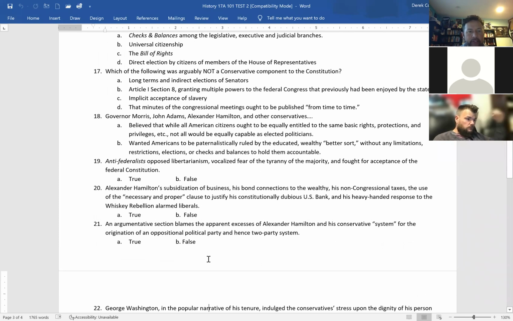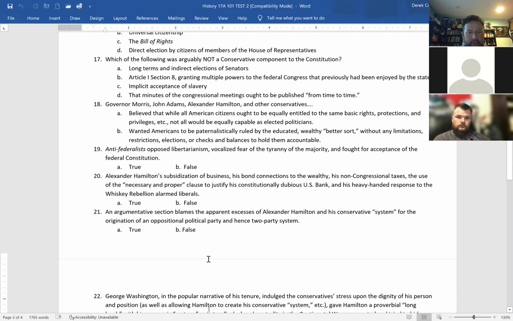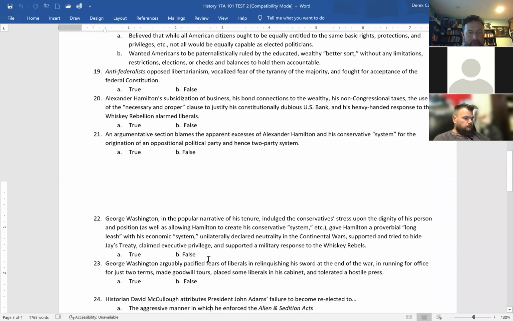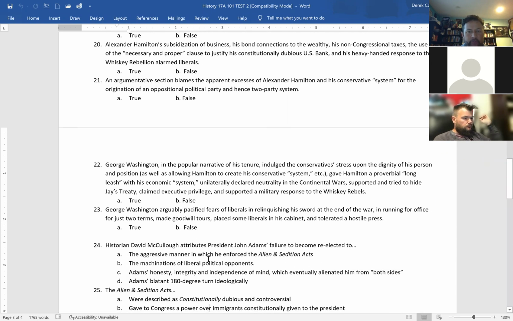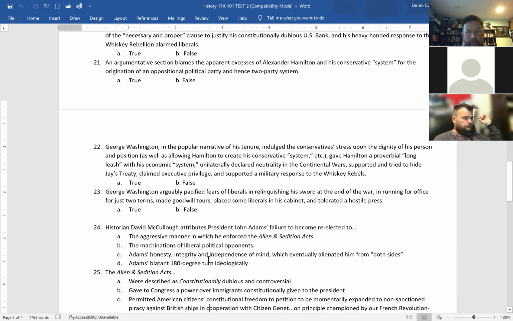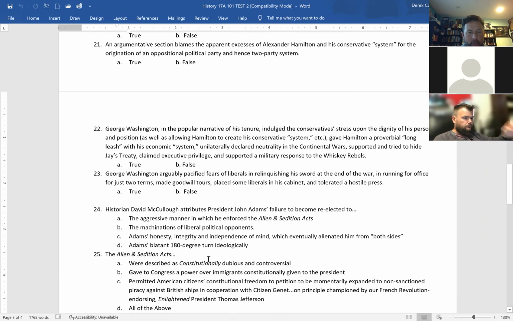The anti-federalists, right, became the Democratic Republicans. So they actually were libertarian. They didn't oppose libertarianism. 20 and 21 are a bit redundant. They come right out of number 1 of the great man history of the early republic. And I think relatively that they're pretty easy, as do number 22 and 23. All should come from number 1 of great man history of the early republic.